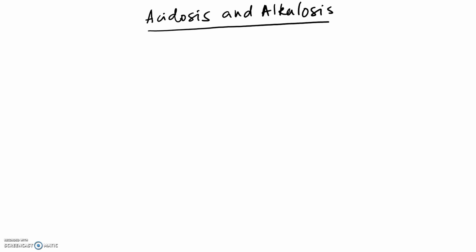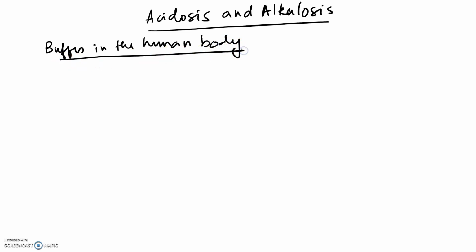In this video, we're going to talk about acidosis and alkalosis. As a precursor, we need to understand the different types of buffer systems in the human body. The reason we need to understand this is because this is what gives rise to acidosis and alkalosis.